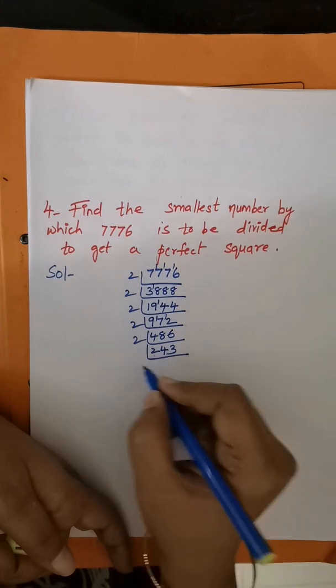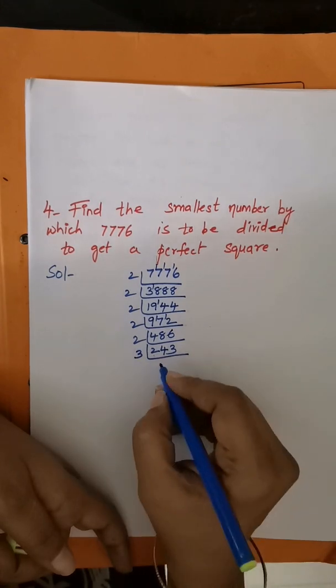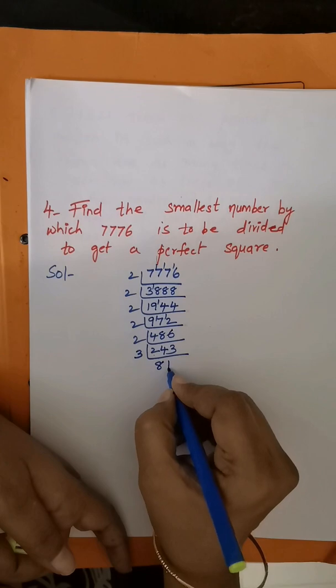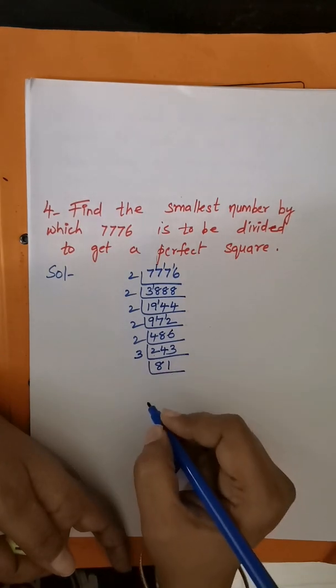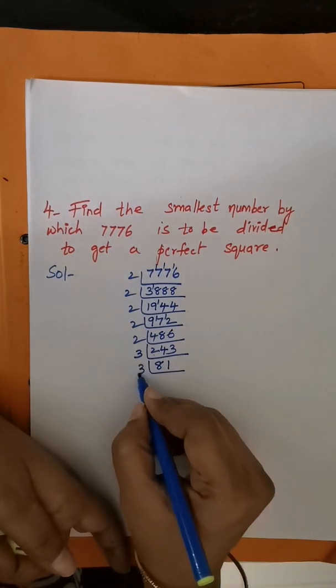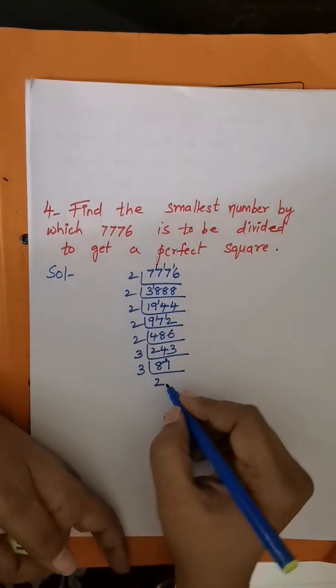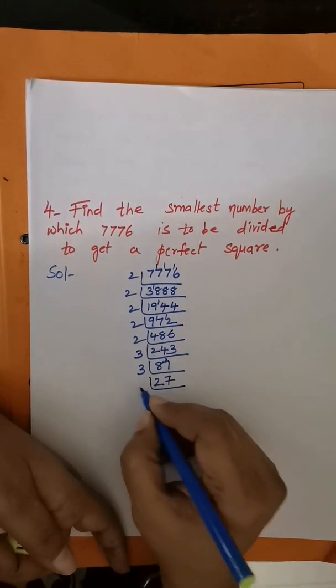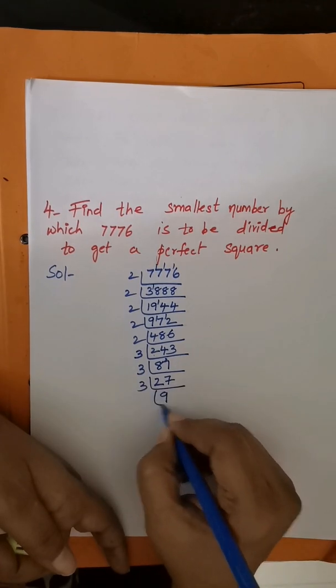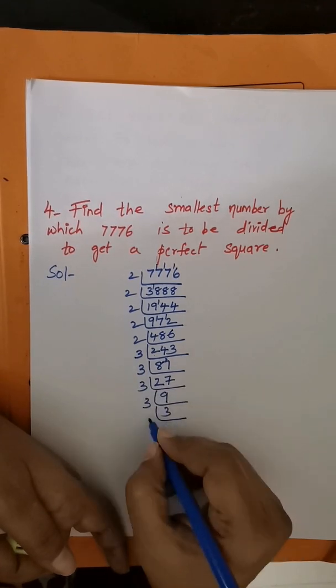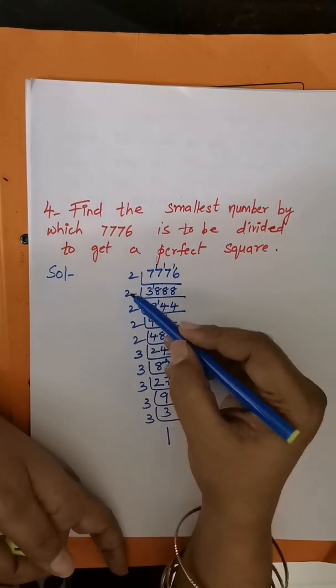243 means 24 and 3 comes in the 3 table. So we can take 3 8s are 24. 3 1s are 3. 1 means, as I said, you should take 3. 3 2s are 6, 2 extra will go there. And 3 7s are 21. 3 9s are 27. 3 3s are 9. 3 1s are 3. So how many 2s?